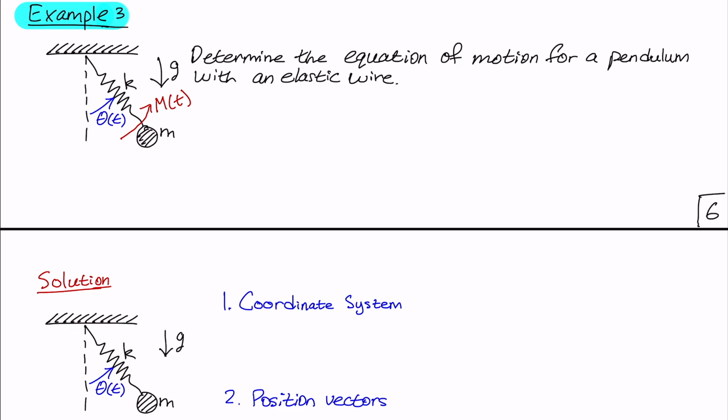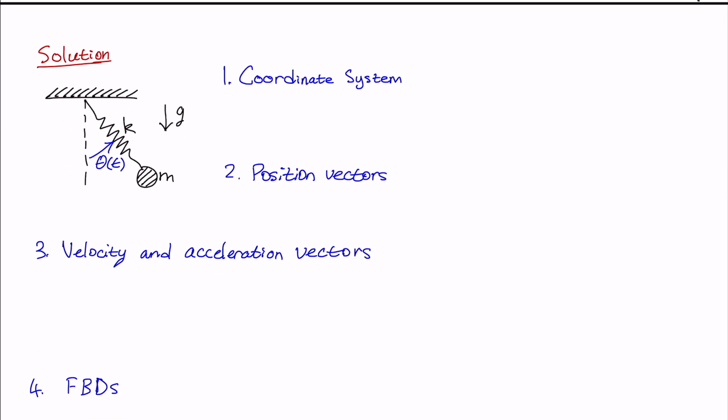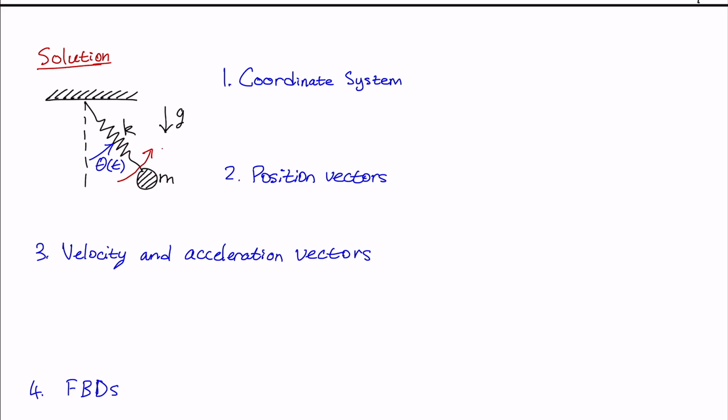And in this class, we only know how to use Newton's second law, so that's what we're going to do. We're going to use Newton's second law. There are other techniques out there, but we won't cover them in this class. Okay, so we'll come back down here, and I'm going to just draw that moment here as well, M of t. And then gravity is also acting on the system. The elastic wire has a spring or a stiffness of K. And we're going to measure the rotation of the pendulum with the angle theta of t.